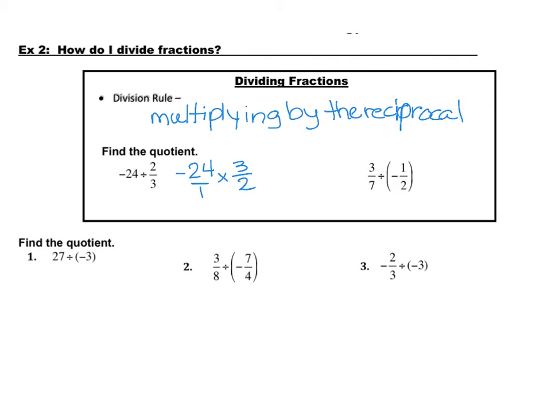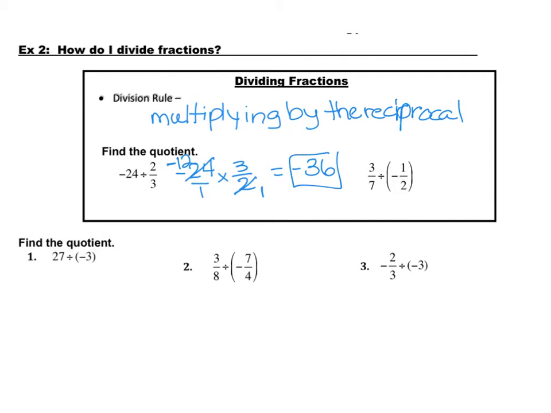So let's put this all over 1. And remember, when we multiply fractions, we multiply the top numbers times the top numbers, and the bottom numbers by the bottom numbers. I'm going to make this easier, and I'm going to simplify, because 2 can go into 2 one time, and 2 can go into -24, -12 times. All right, so now let's go ahead and multiply. -12 times 3 then is going to give us -36 all over 1, or -36.